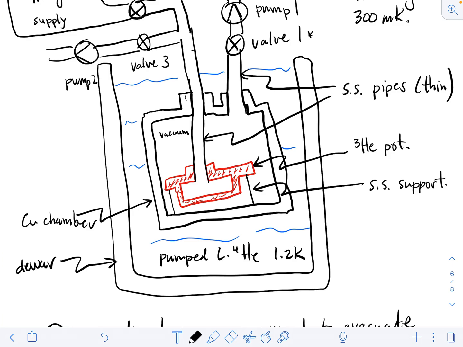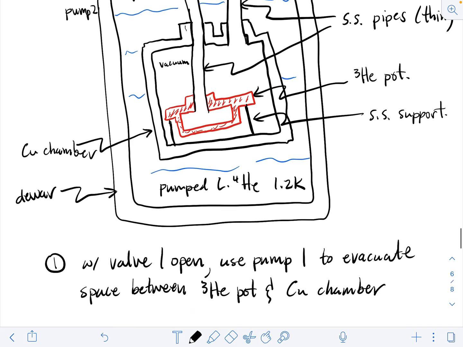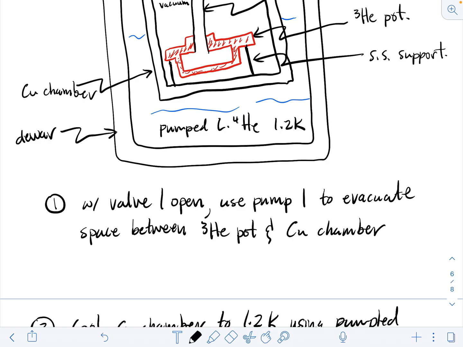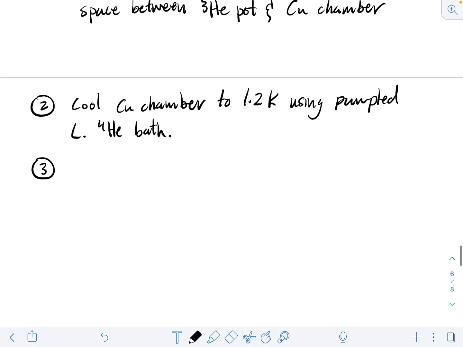And it will take a long time because it's connected to the copper chamber only through these thin stainless steel supports. And so those thin stainless steel supports aren't going to conduct heat very well. And so it's going to take a long time for the heat from the helium-3 pot to be removed by the pumped liquid helium-4 bath via the stainless steel supports.